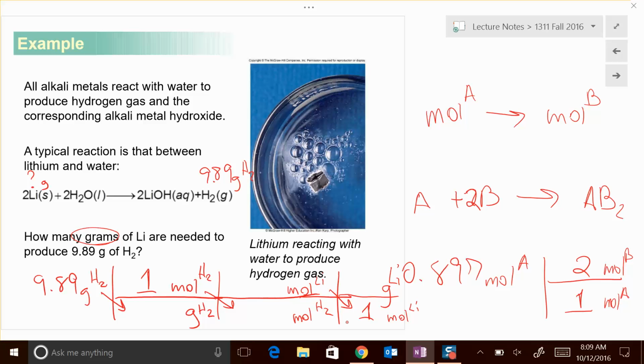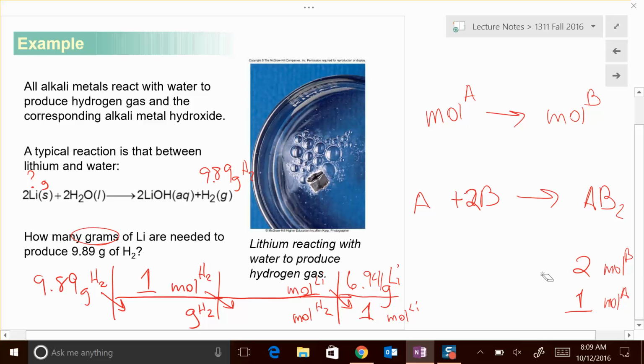The periodic table. 6.941 grams of lithium for every 1 mole of it. Get rid of this thing because it's kind of confusing. Okay? Now, grams of hydrogen. Well, there's 2 of them. H2. 2. Okay?